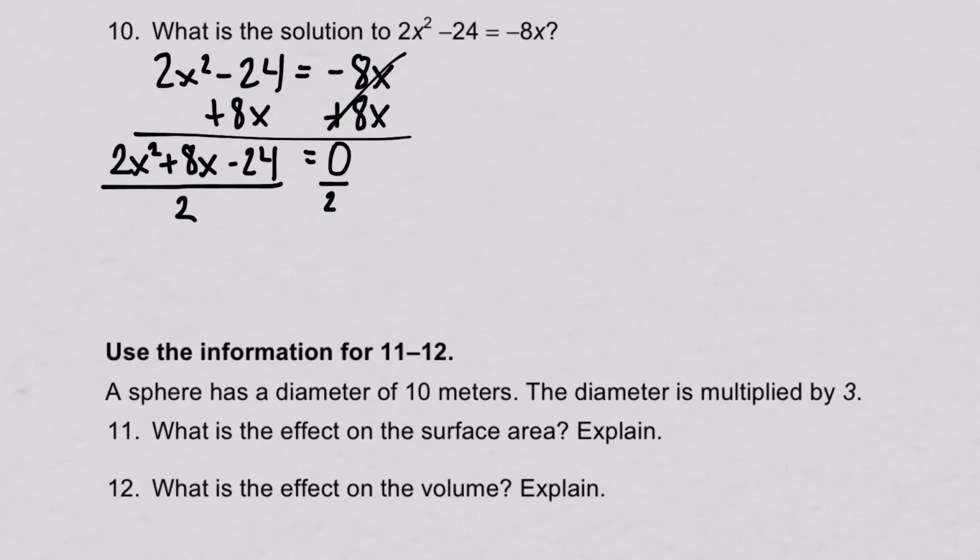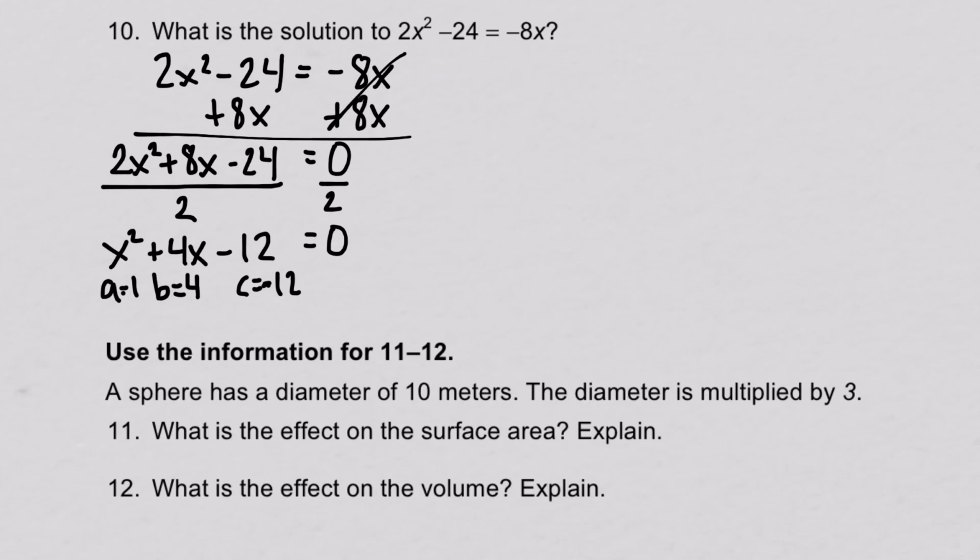And I can do that because 0 divided by 2 is still going to give me 0, right? That doesn't change. But on the left side, I get much simpler numbers. I got x squared, 4x, and negative 12. And now we can try to factor, okay? In this case, a is 1, b is 4, c is negative 12.